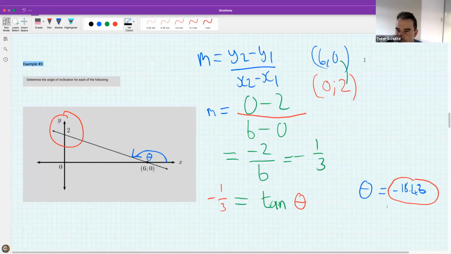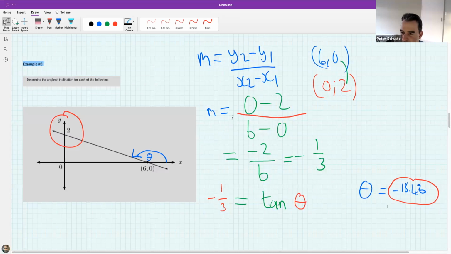Can you notice it too? Are you having that funny feeling? Does anybody want to make a comment about something which doesn't seem quite right here? It's like we're doing the right thing, sort of, but if I look at that angle, this angle to me looks obtuse, or greater than 90. It's like bending over backwards. And yet the angle I'm finding is negative 18.43. That's causing me a little bit of uncertainty. Well, not really, but I want to point that out.